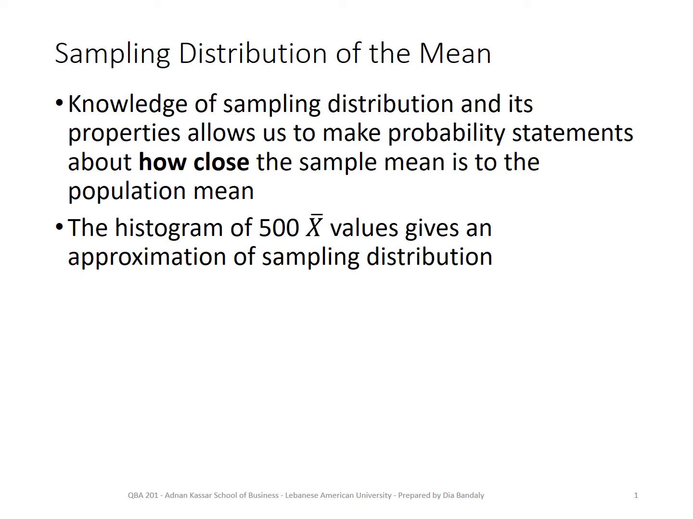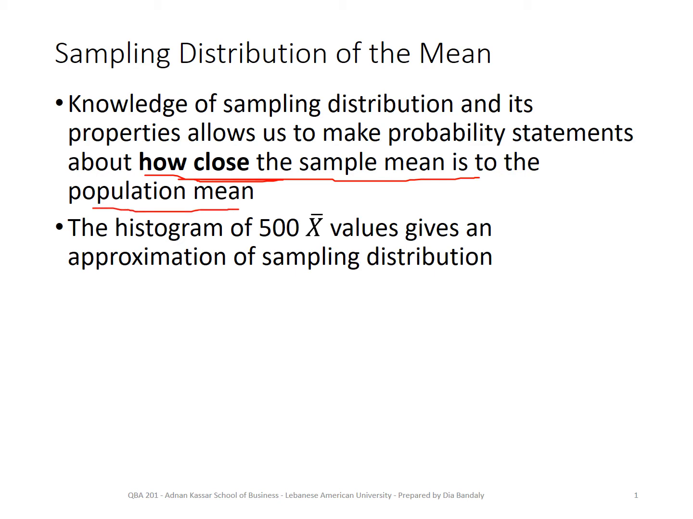So why are we very, very excited about the sampling distribution? Because when you know the properties of your sampling distribution, you are able to tell, once you select a sample randomly from the population and get a mean from that sample, the probability of how close this sample mean is to your population mean.